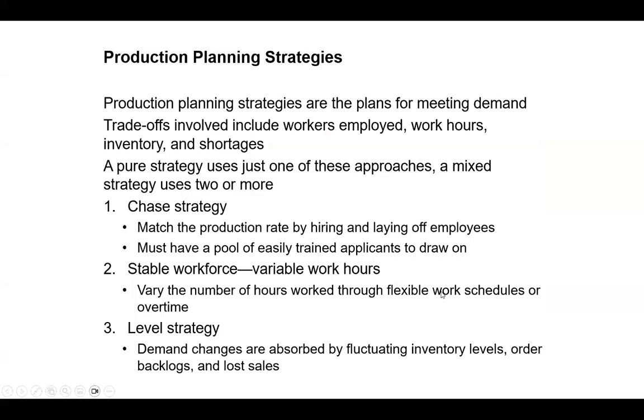In general, we have two main strategies for AP, the aggregate part. We have a chase strategy, we have a level strategy, and we also have a special strategy we call stable workforce. So what are they? The chase strategy means you change your capacity, your workforce: you hire people or lay off people to meet exactly the demand the customer wants.